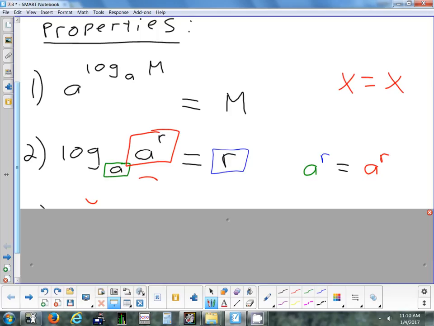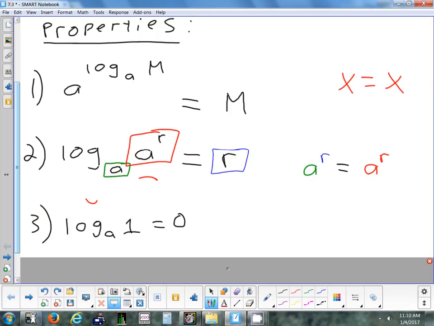Okay, in rules 3 and 4, we're going to look at why those are true. And it's also going to be basic reasons from Algebra 1 why they work. If you take the log of 1, the answer is always 0. It doesn't matter what the base is. Okay, let's rewrite this one and see why.